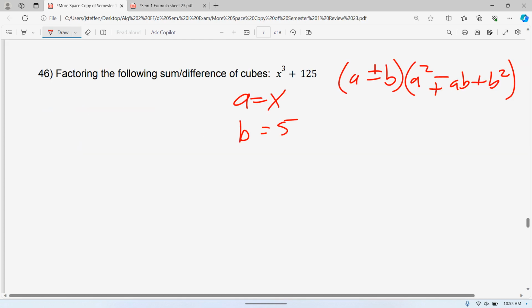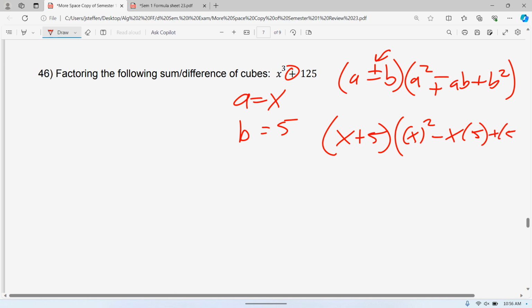So we take these numbers and plug them in, and we have a plus sign, so that's what we're going to go with first. So it is x plus 5. Then I always use parentheses, x squared. And then this one, since it was plus, now this one has to be minus because we're using the top sign. X times 5 plus, that's always plus, 5 squared. And last step, we simplify that stuff out. So x plus 5 times x squared minus 5x plus 25.